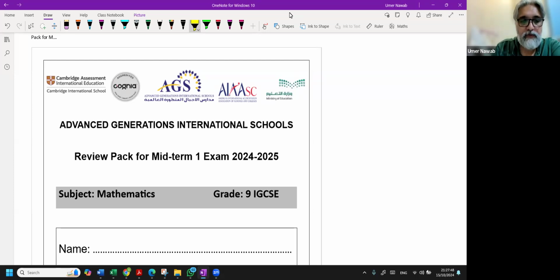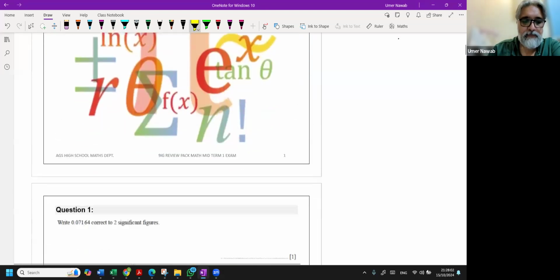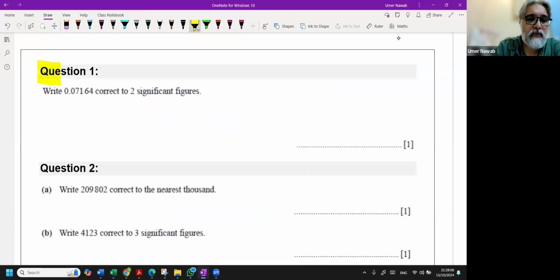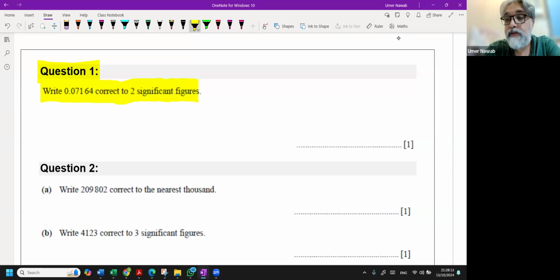So here in front of you on the screen, the review pack or revision sheet which has been created for midterm 1 exam 2024-25. Let's start. If you can see question number 1, it is written: write 0.07164 correct to two significant figures.